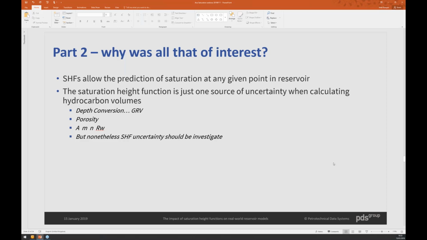It's obviously not the only source of uncertainty in reservoir models. We have things like the depth conversion, gross rock volume, porosity. Perhaps, if you start tweaking A, M and N or start tweaking RW, that's obviously going to have an impact on your Archie log. That'll have an impact on your height function. So there are other sources of uncertainty, but nonetheless, we should be taking a look at what's happening with our saturation height function.